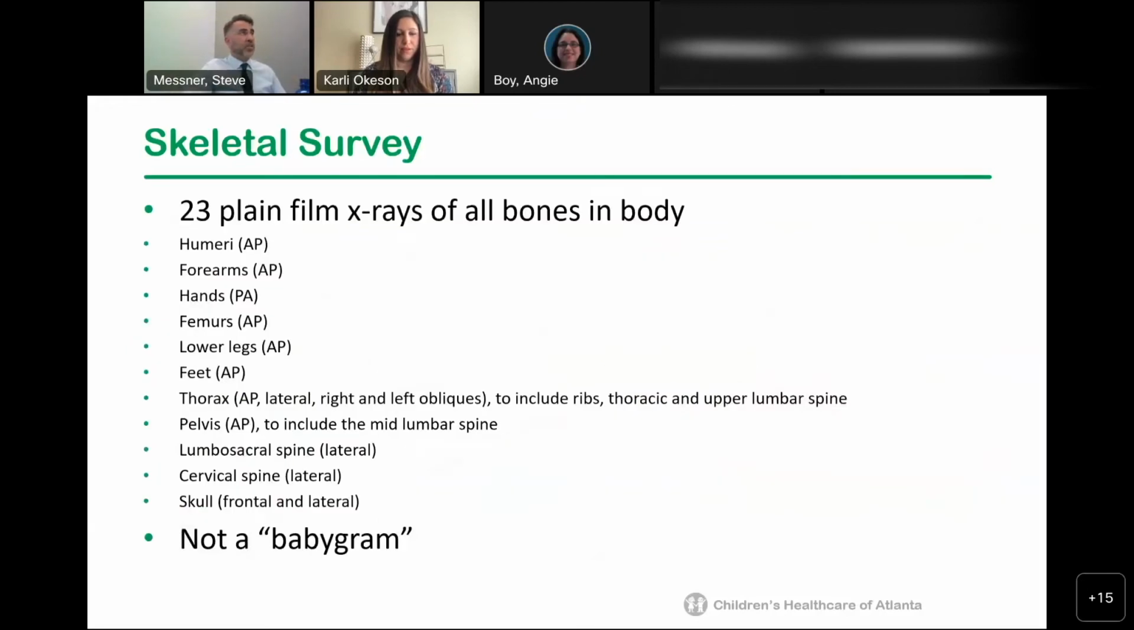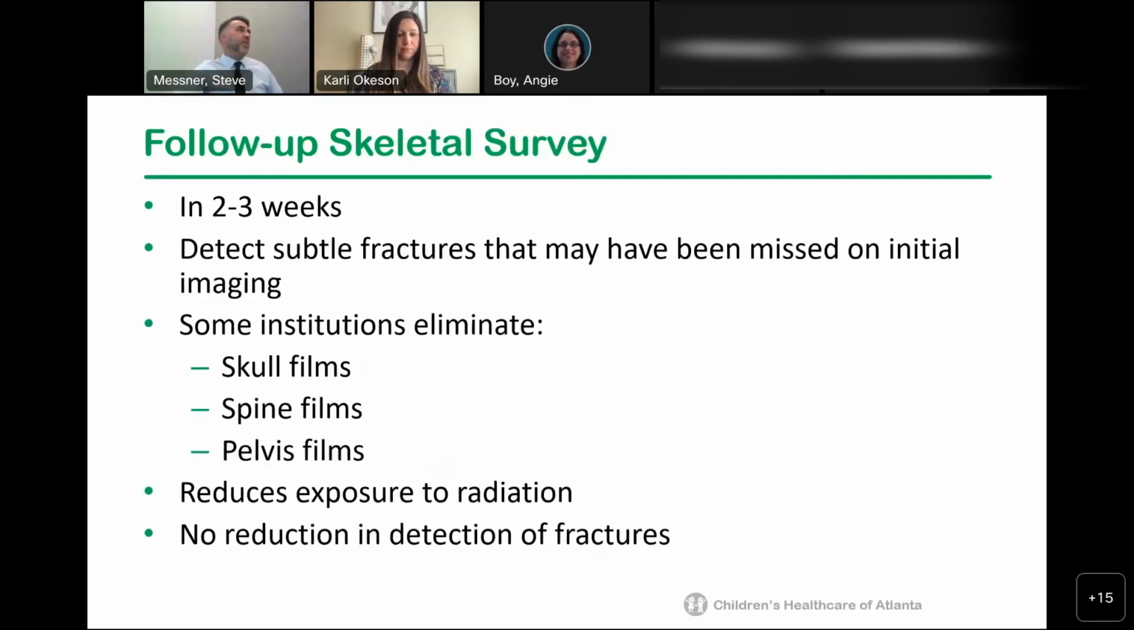What we do is something called a skeletal survey, which is a lot of images of the bones. The reason we do this is because when you take the x-ray, you need to make sure that the bone is in focus. You don't want to just take an x-ray of the whole body. We want to make sure that we're not missing these highly specific fractures, particularly those corner fractures, which are at the ends of the long bones, because they're so specific for being abused in young children. And then we'll repeat them in about 2 to 3 weeks. We can pick up subtle fractures that could have been missed on the initial x-rays.